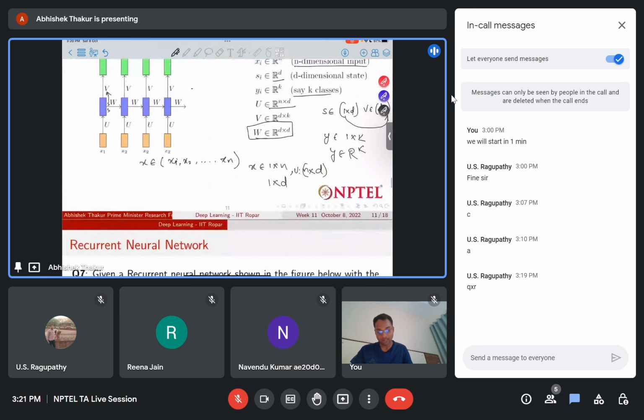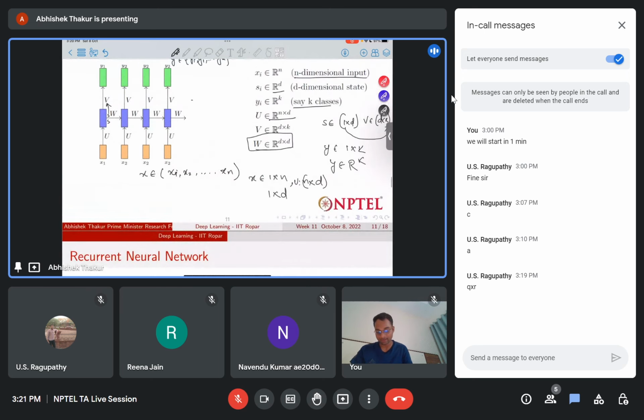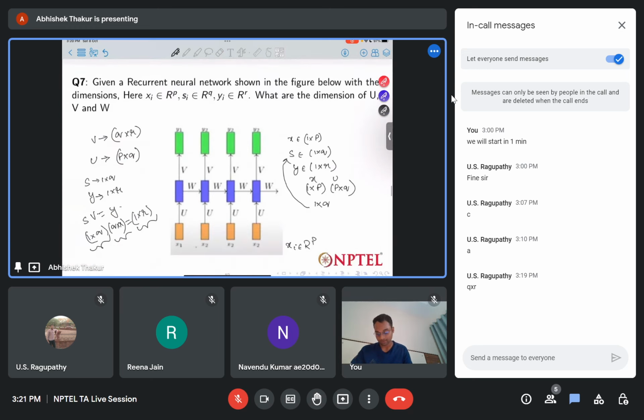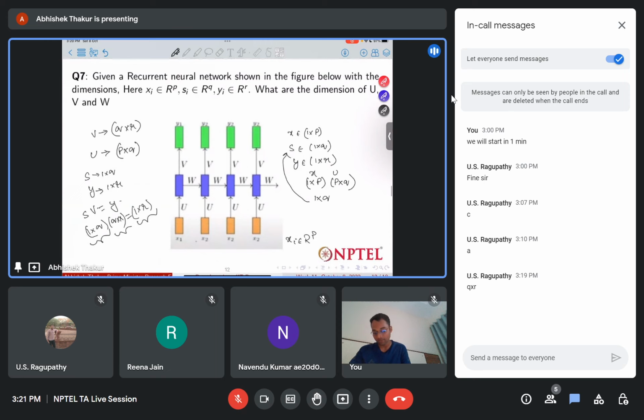Done. Now the dimension of W, that is the square matrix of the dimension of S. So S is our Q, so W will be Q cross Q. So this is the dimension of U, V and W. Do you have any doubt? Yeah, Q cross R, that is correct.